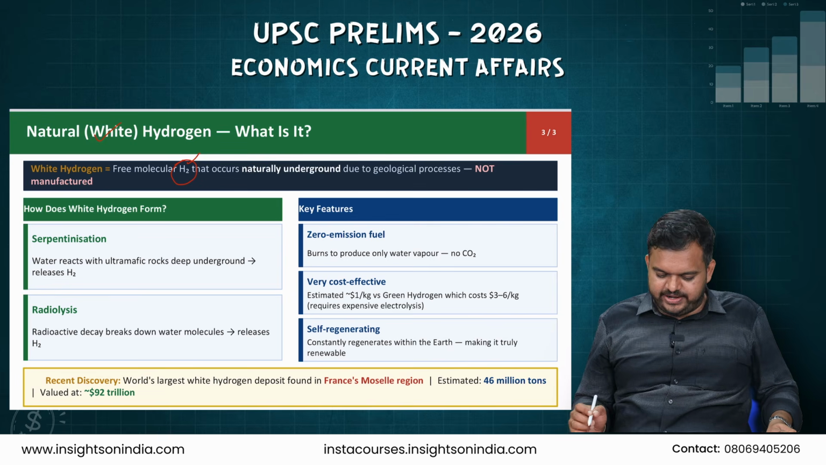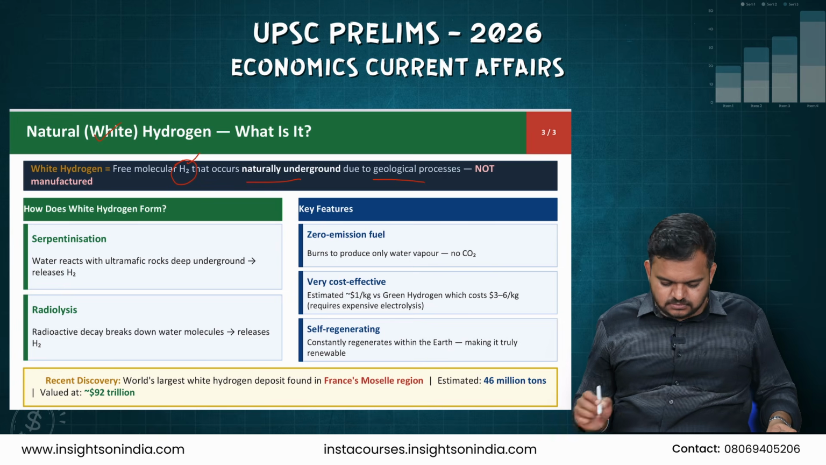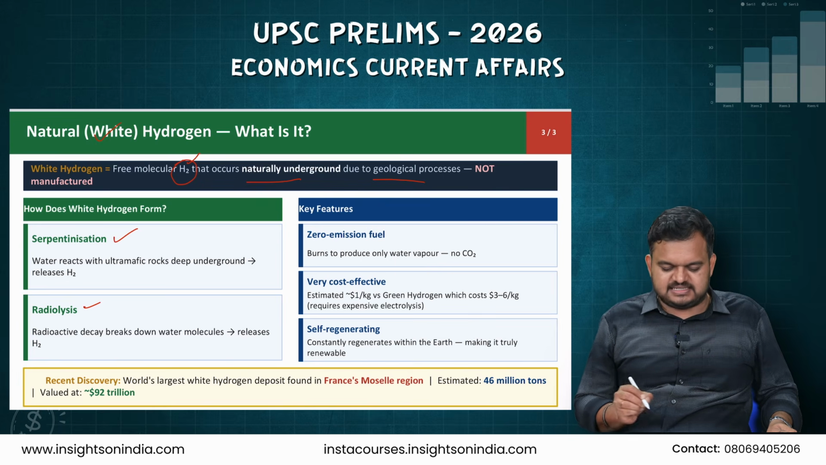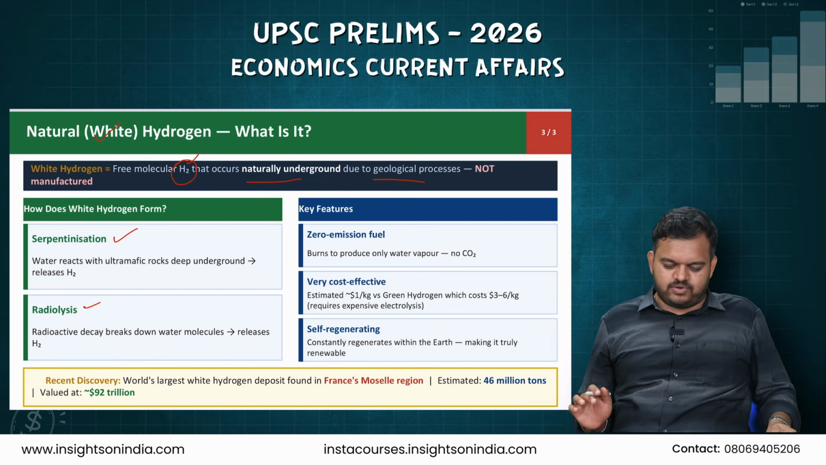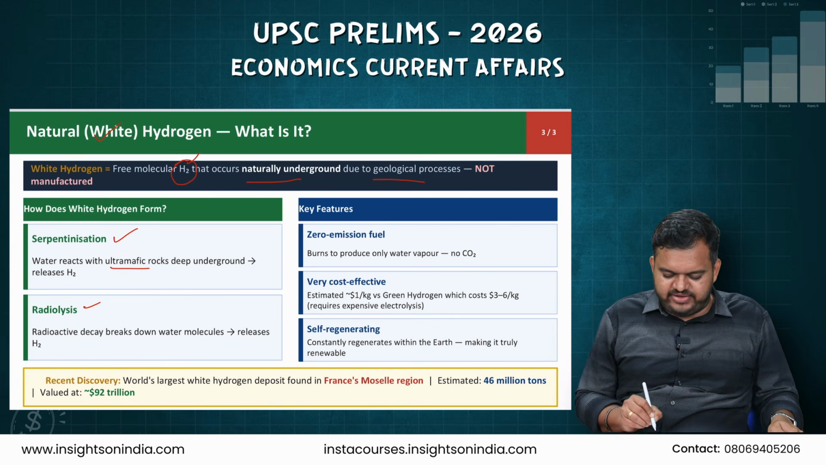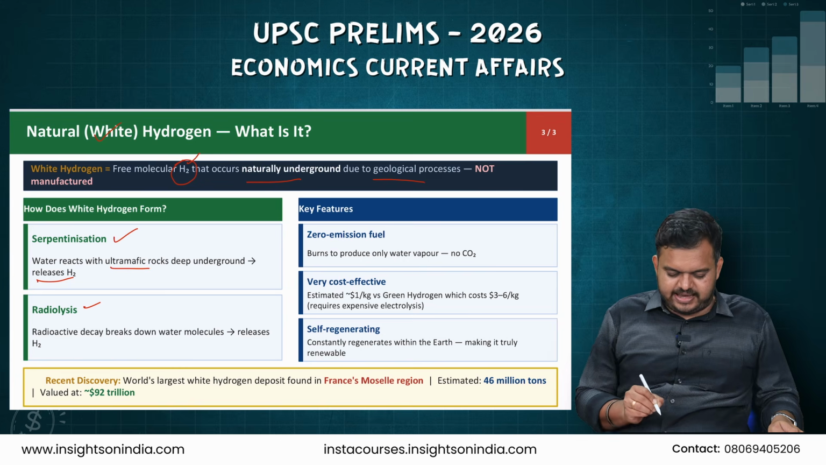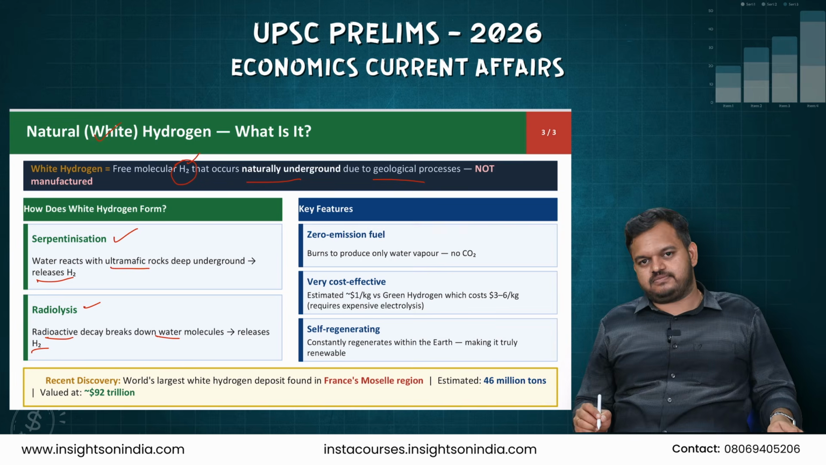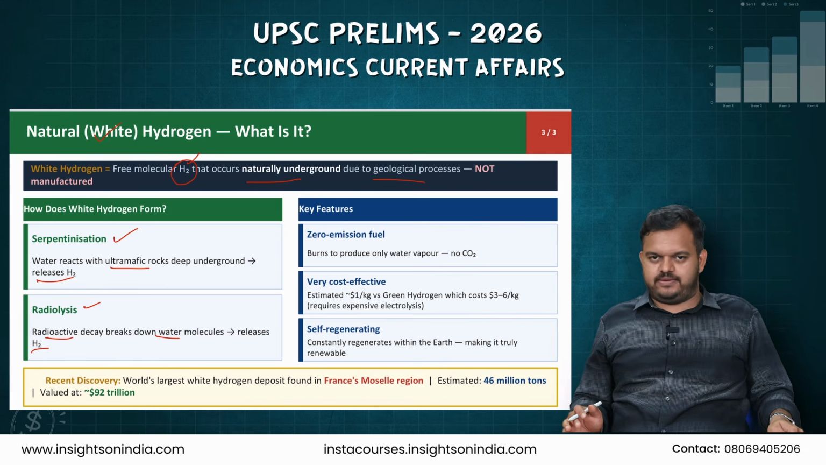Natural or white hydrogen occurs naturally underground due to geological processes. It is not manufactured. There are two geological processes responsible for free molecular hydrogen: serpentinization and radiolysis. Serpentinization: water reacts with ultramafic rocks deep underground and releases hydrogen. Radiolysis: radioactive decay of water molecules releases hydrogen. You absolutely do not have to worry about serpentinization or ultramafic rocks.